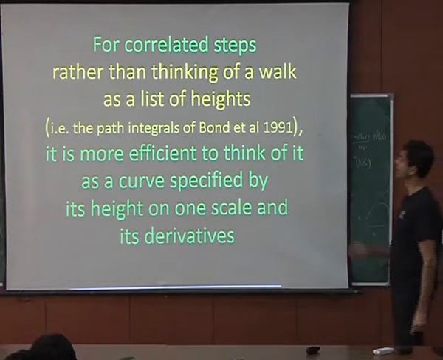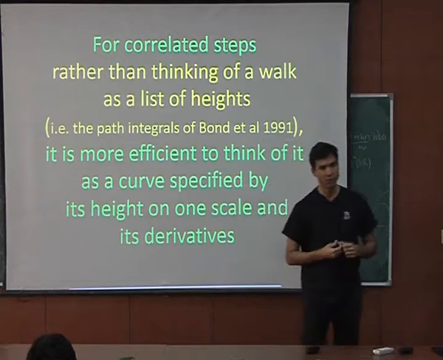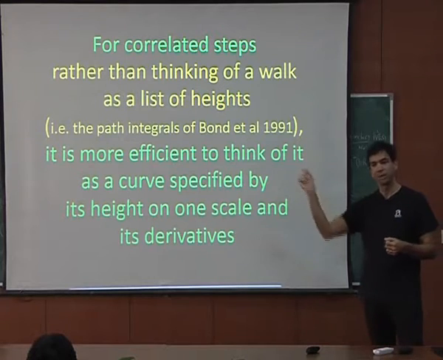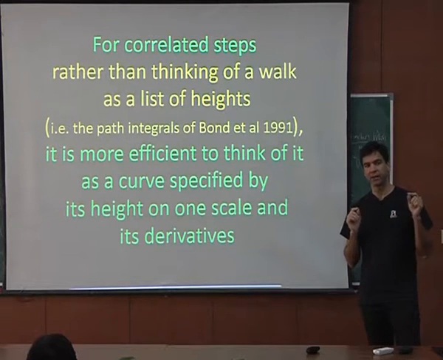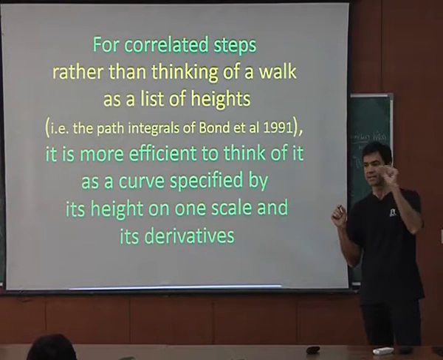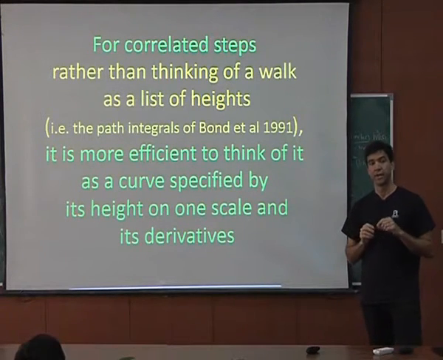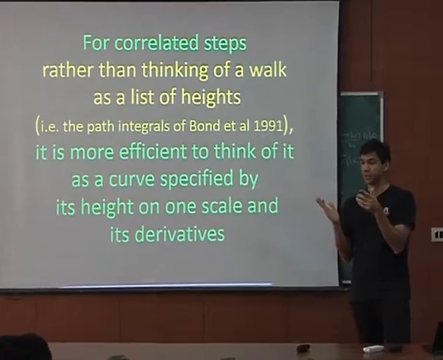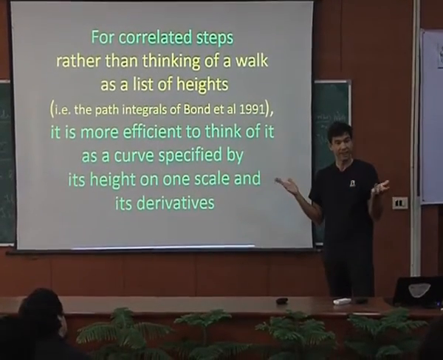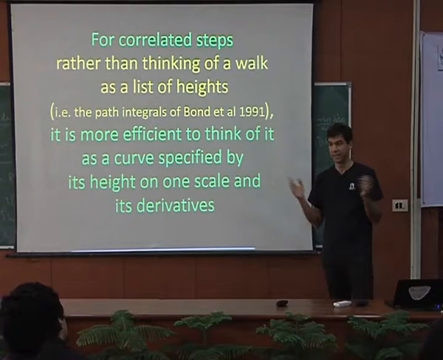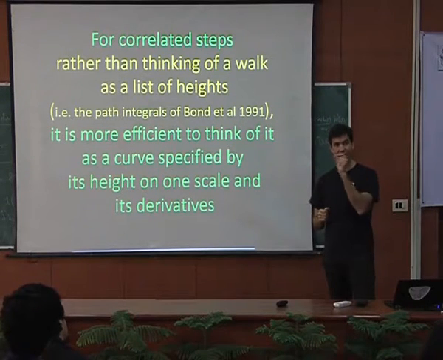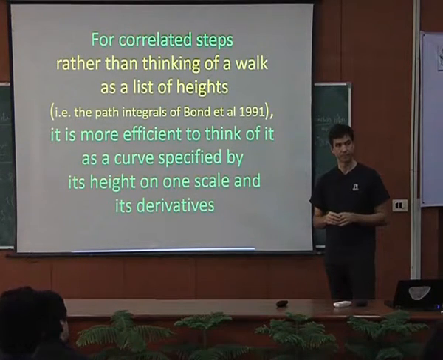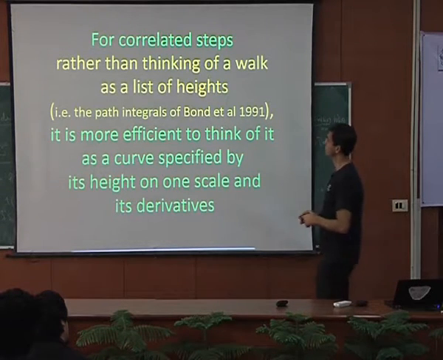The insight is that when you're thinking about correlated steps, after all you have a curve. So instead of thinking of the random walk as a set of heights on different scales, think of it as a height on the scale you want, and then a Taylor series, because you can describe the curve in terms of that as well. Think of the curve as having a height and a slope and a second derivative and a third derivative and so on. Okay? So why is that a useful thing to do?